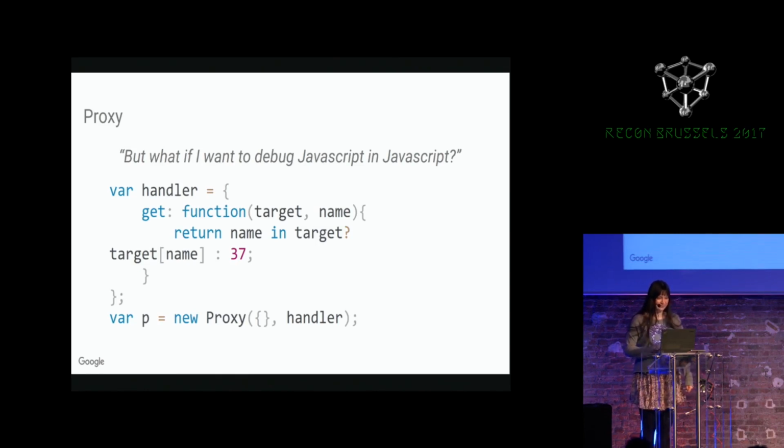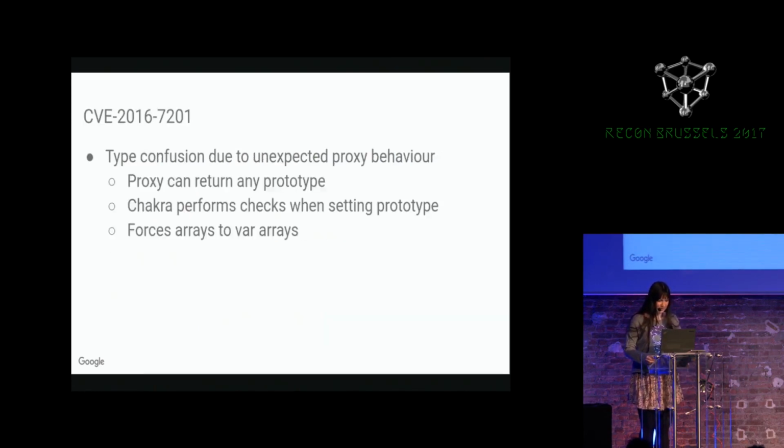Basically, because this is supported, every single operation that handles an object in JavaScript has to consider the possibility that the call could be intercepted. And that's a hard thing to always have on your mind. So there are always mistakes due to not realizing that an object could be a proxy. Here's one that happened in Chakra.